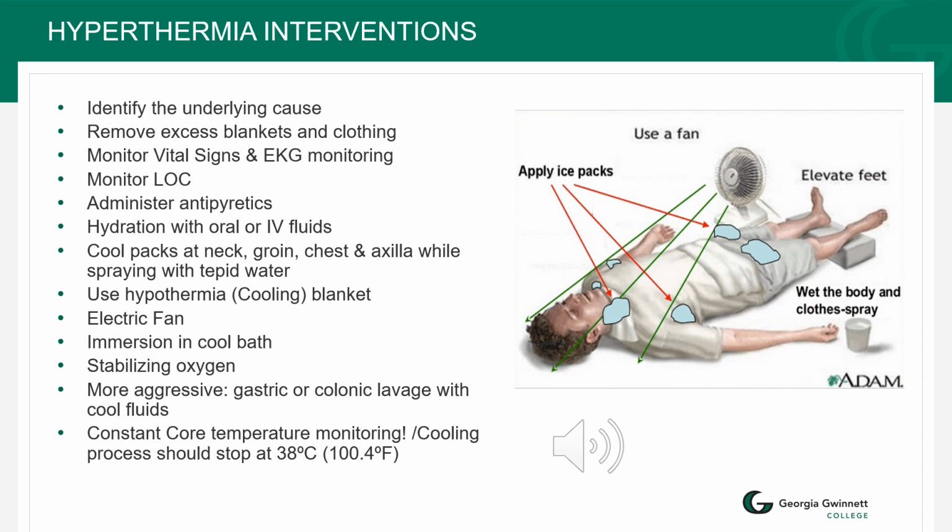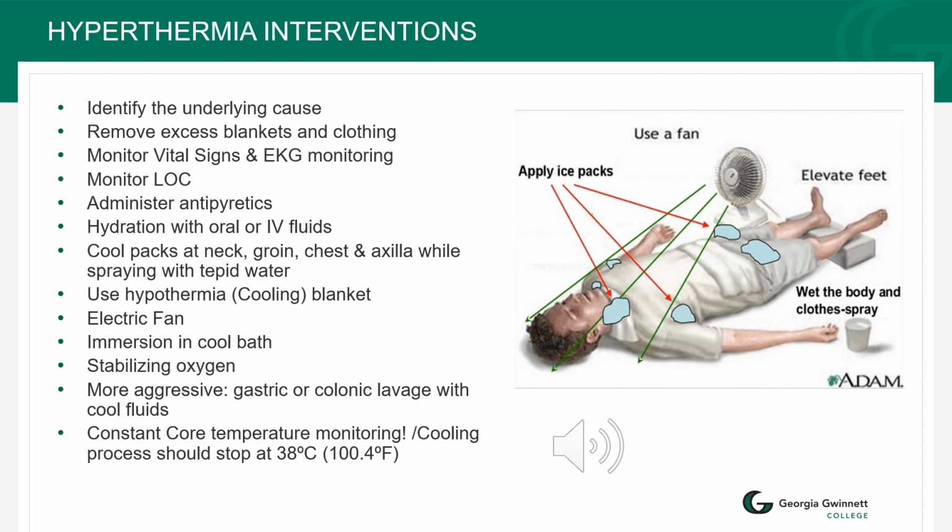You need to minimize any kind of neurologic or cardiovascular complications, and you do that through these interventions. So first and foremost, you want to identify those underlying causes. Again, if it's an infection that's causing that hyperthermia or fever, we want to address that. You want to remove any excess blankets and clothing. You're going to be monitoring the vital signs and EKG, or heart rhythm, very consistently. You're going to be monitoring their level of consciousness, administering antipyretics that are ordered or prescribed.